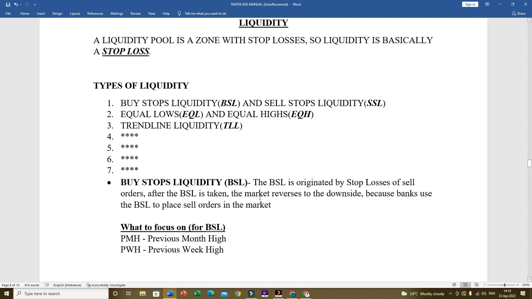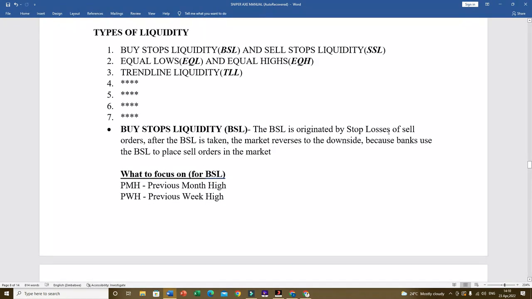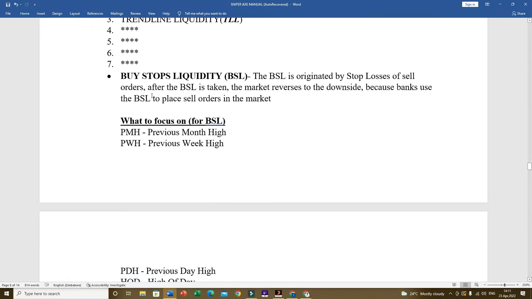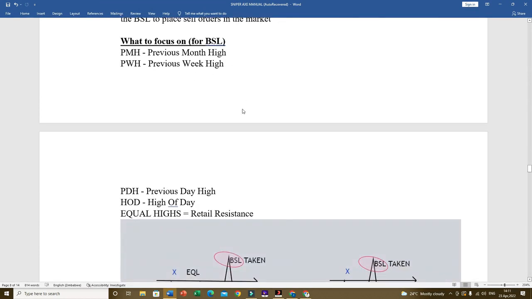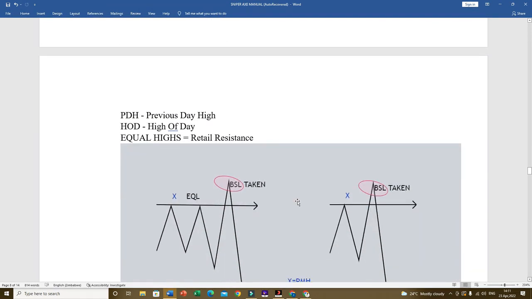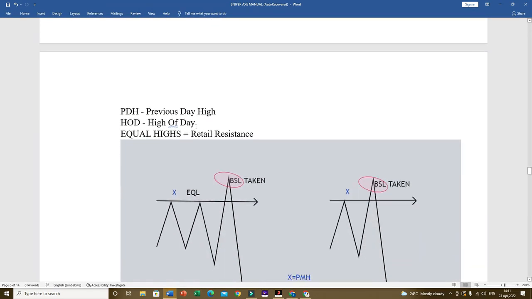So when you talk about buy stops liquidity, it is originated by stop losses of sell orders, right? After the buy stops liquidity is taken, the market reverses to the downside because banks use this liquidity to place sell orders in the market, right? Let's look at the example, right? So we have different things that we have to look at, right? If you're talking about the BSL, we look at the previous month high, the previous week high, the previous day high, high of the day, and equal highs, right? Or a previous resistance in the market, right? So we have what we call equal highs, right?